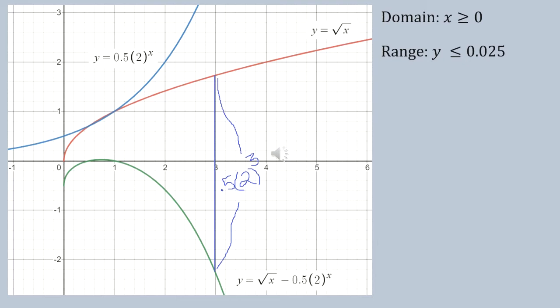In calculus class, you would learn how to analyze the function to figure out exactly what that maximum value is. But for the moment, I will just have you look at the graph and point out that the highest y value is slightly bigger than 0, and it turns out it's 0.025.